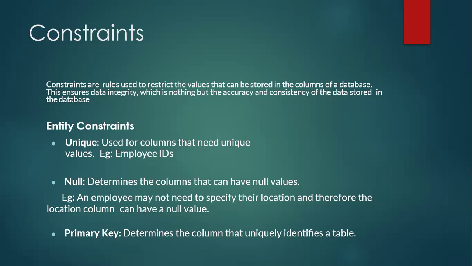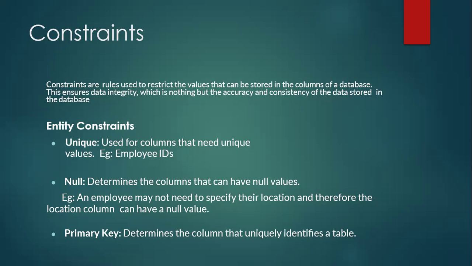Now null constraint. It determines whether a column can have null values. So basically there are two types of constraint, null and not null constraint. Null constraint specifies that the column can contain null values, and not null constraint specifies that the column cannot contain null values. Okay. Yes, sir.